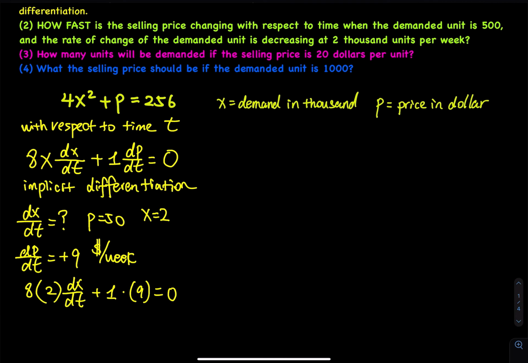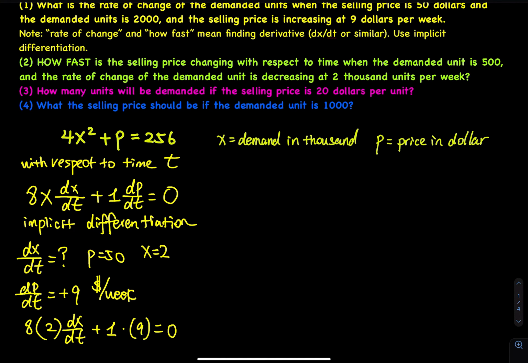Now let's mention a what if. What if in the second line they mentioned that the selling price is decreasing at $9 per week? What if they say decreasing? If they say decreasing or going down at $9 per week, then dP/dt is negative 9. Again, for the derivative, dx/dt, dP/dt, I don't really care. If they say increasing, then the value is positive. If they say decreasing, then the value is negative. Rate of change means the slope. Slope can be going up, positive. Slope can be going down, negative.